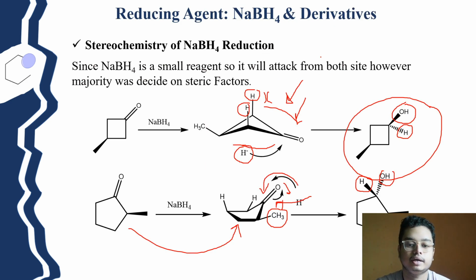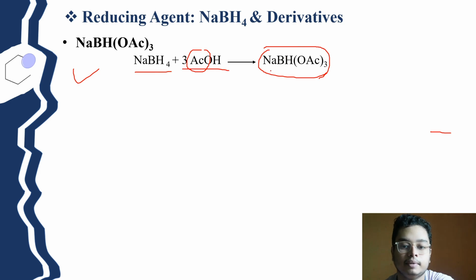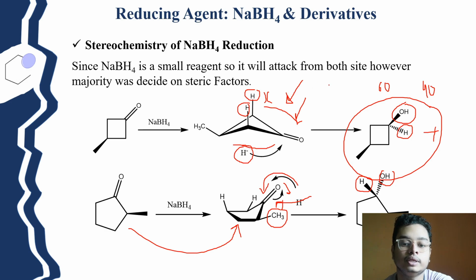In the previous case, as we already discussed, NaBH4 is a small reagent, so it will attack in both cases. So it may happen that this product and the minor product will be in a 60-40 ratio. But if we want to increase the yield of this product, we can increase the bulkiness of the reagent, and that is done by NaBH(OAc)3. It increases the bulkiness, and with this, the attack will more and more occur from the lower side to eliminate the steric hindrance.